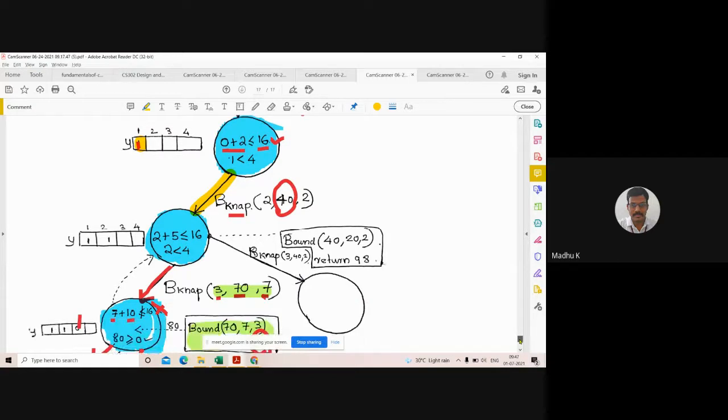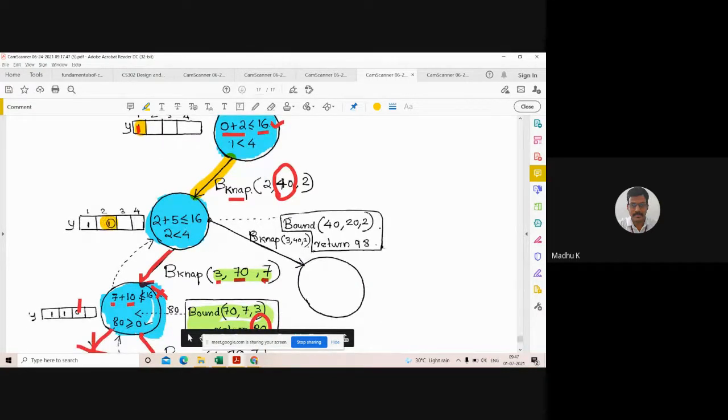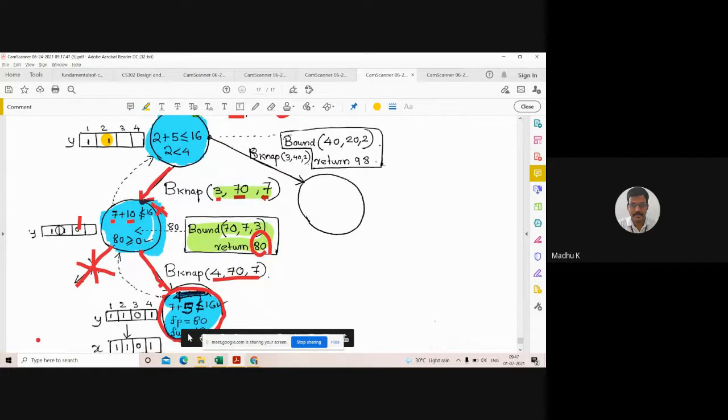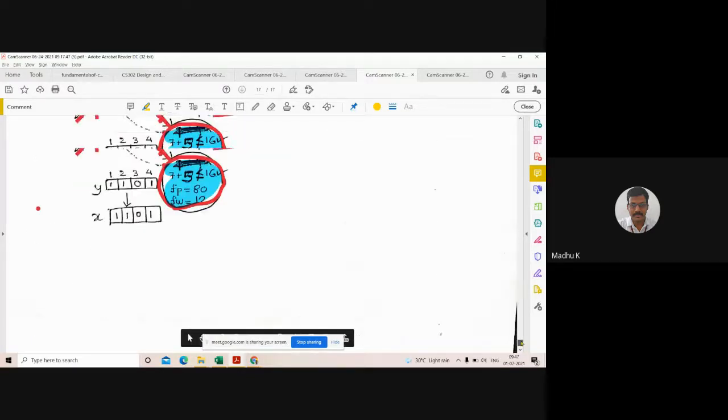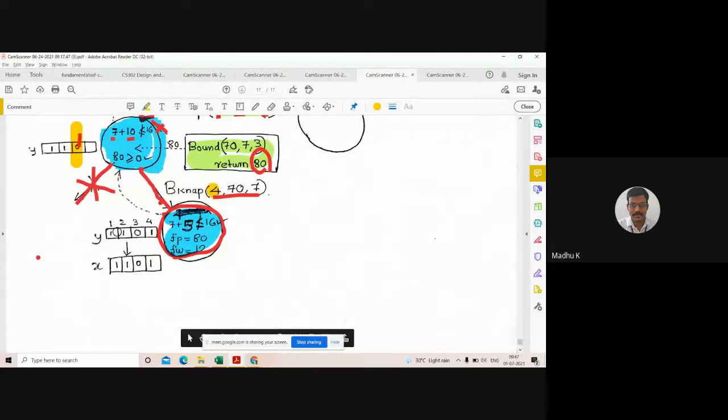From that position I placed object 2. Object 1 is already there, object 2 I will place, then I will reach at this point. Here you can observe this is 0. That is, in this state I tried to place object 3, but it is not possible. So then I moved along this path, and reached this state, and in that state I will place object 4. So object 1, object 2, object 3 is not included, object 4. Then in this state I will copy this entire array y to x. That is the final solution.